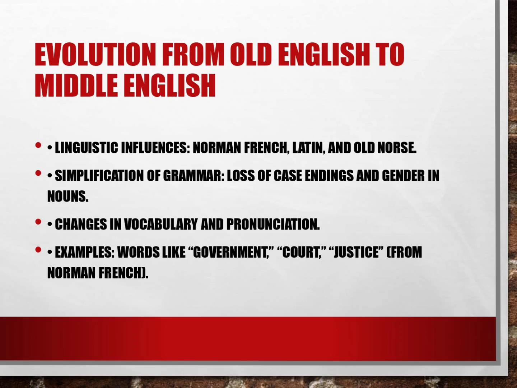Latin was the language of the church and scholarship. It continued to influence English, especially in areas related to education, theology, and science. Due to the earlier Viking settlements in northern England, Old Norse had already contributed to the vocabulary of Old English. So during the Middle English period, words of Norse origin such as sky, egg, and anger remained a part of the language.